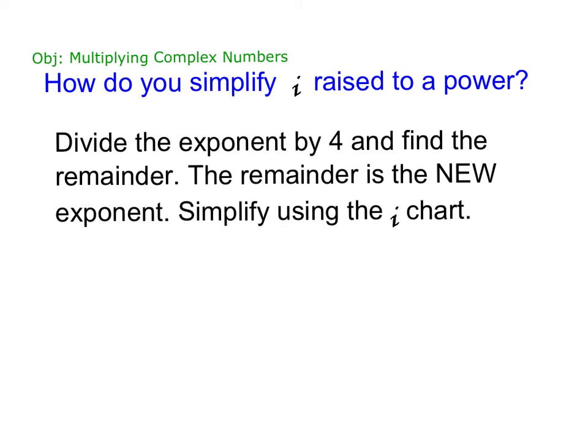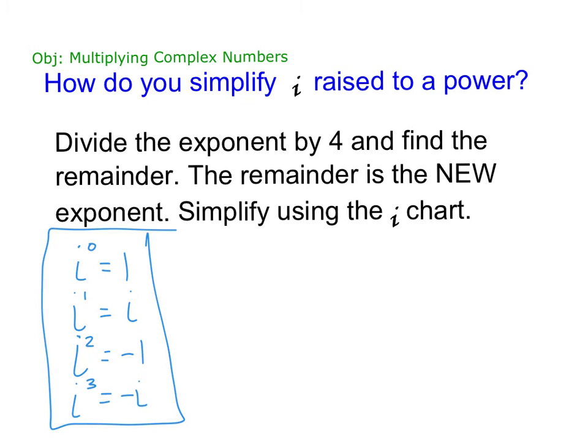Okay, so how do you simplify i raised to a power? Divide the exponent by 4 and find the new remainder. The remainder is your new exponent. Simplify using your i chart. So our i chart is: i to the 0 is 1, i to the 1st is i, i to the 2nd is negative 1, i to the 3rd is negative i. So that's our i chart that we need to have.